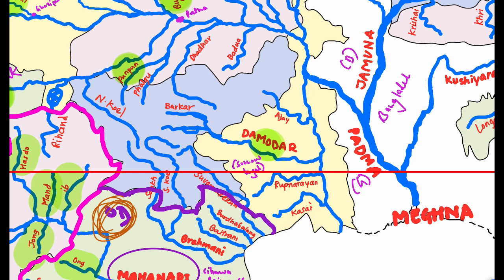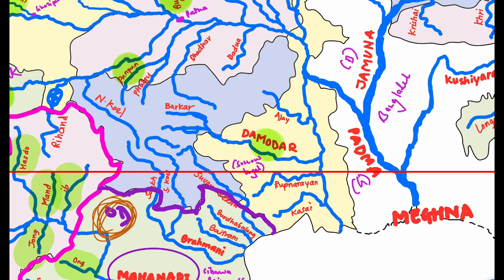So the right bank tributaries are basically these. Ganga is flowing in this direction, so whatever river is joining here is a right bank tributary. So hope this is clear.